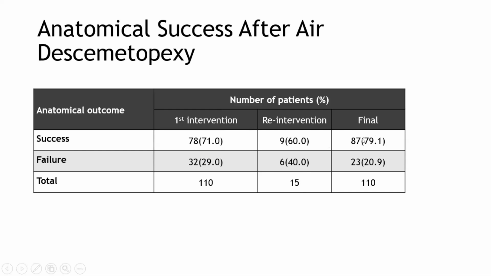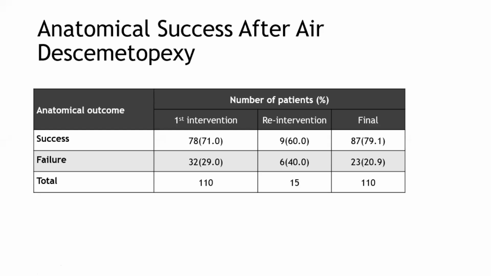So in all, we see 80% of the population had a successful outcome. That is, their Descemet's membrane got attached after cataract surgery, after decimetopexy. Okay, so these people did not require an endothelial transplantation. So that's what we want to describe from this first table. So next, we'll go on to the functional outcome.